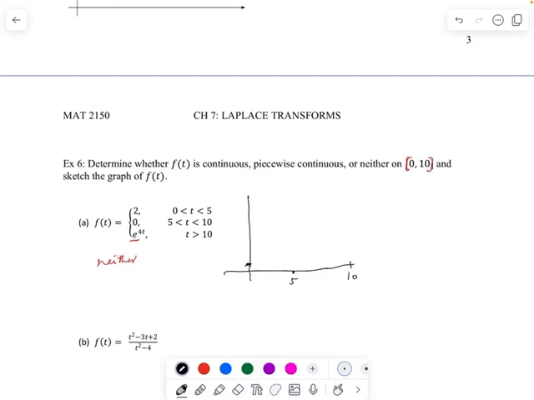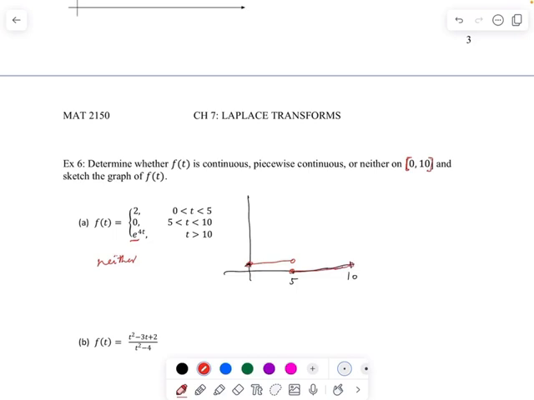So then the first part, between 0 and 5, has a value 2. So there is a hole here and there is a hole here. And now from 5 to 10, it has the value 0. So it means we come here, it has a hole here, all these points, and then a hole here.